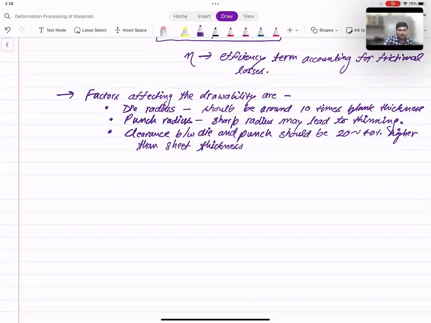Also, to avoid friction, there should be lubrication. So friction is also a factor. So lubrication to reduce friction. These are some important factors that influence the drawability of any sheet metal.